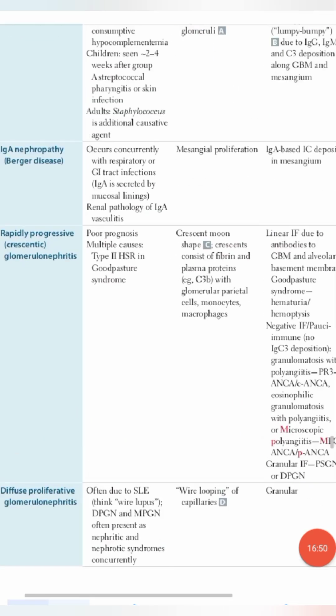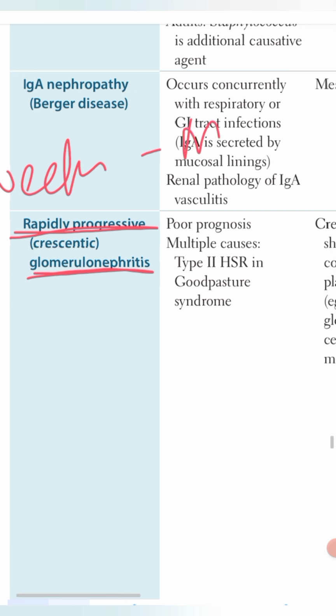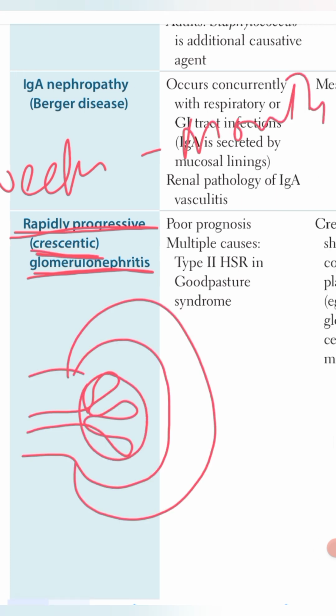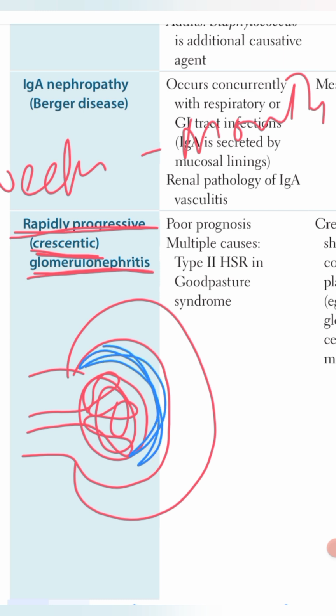Next comes rapidly progressive glomerulonephritis. As the name suggests, there is inflammation of the glomeruli, and rapidly progressive means there will be loss of kidney function within weeks to months. It is very rapid. And the second feature is the crescent. What happens is that there will be formation of crescents. These cells will arrange in the form of crescents. That is why it is known as crescentic. There is a very poor prognosis, and there are multiple causes.